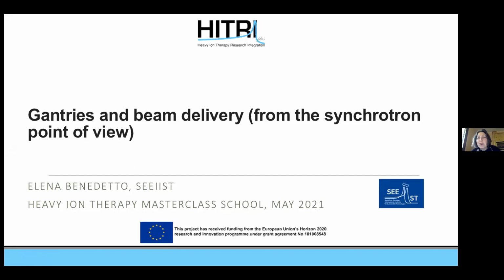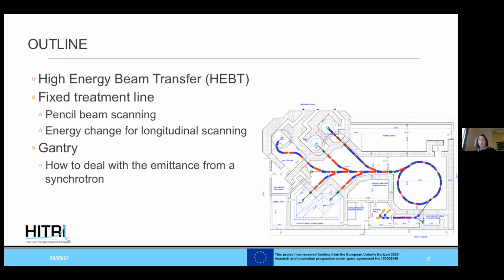Okay, indeed, now I'm hired by the CNAO Association to coordinate the design of the synchrotron and the technical part. But I spent a few years with the Terra Foundation, where I learned this job on medical applications of accelerators. The talk of today will be about what you do with your beam once it is extracted from the synchrotron, once Rebecca did her job to provide us with a slow extracted and smooth spill.